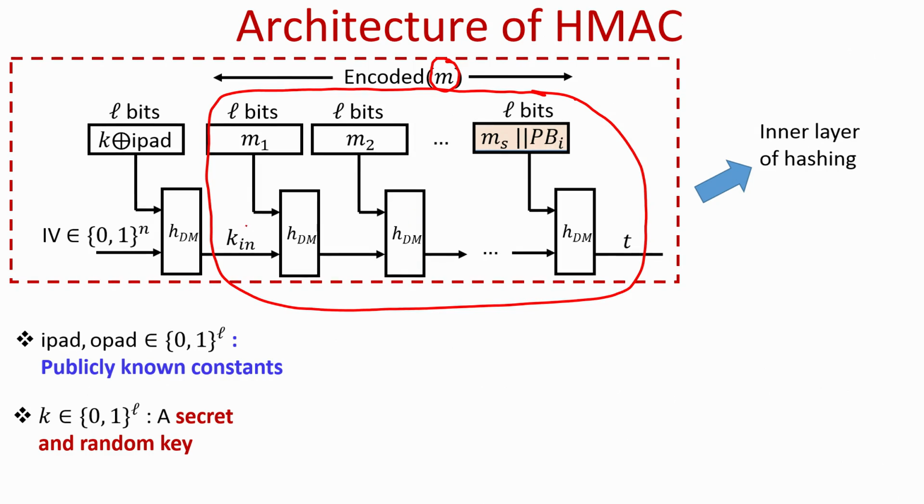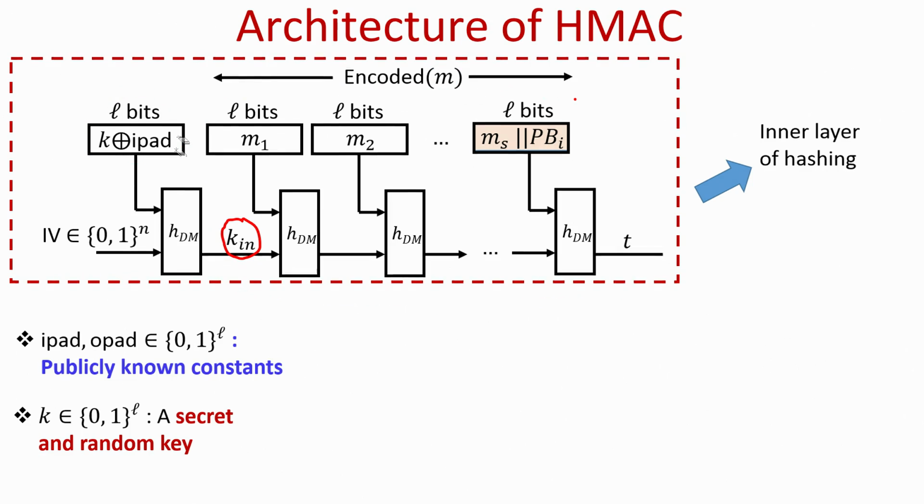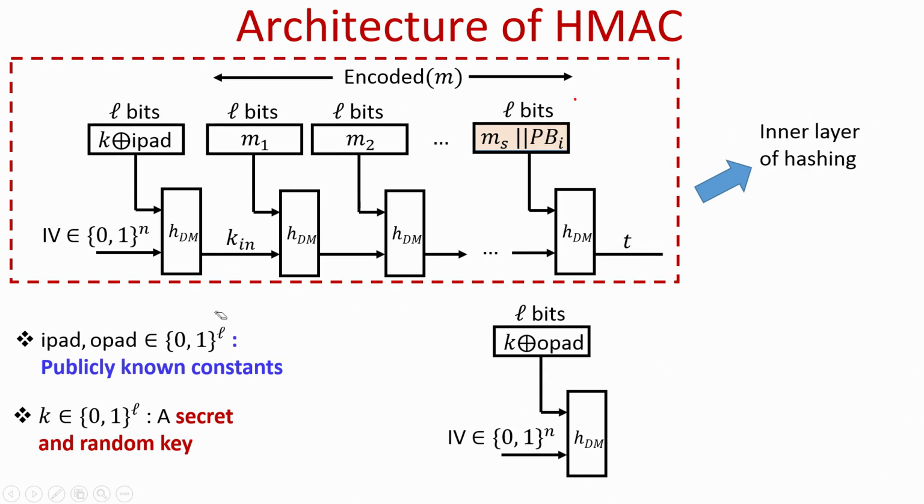The difference here is that the IV is now a key value, obtained by running one invocation of the Davis-Meyer function on the input K XOR IPAD with a fixed known IV. So, this is your inner layer of hashing, and it will give you a fixed size output. And what we do in the MAC part, or the outer layer, is the following.